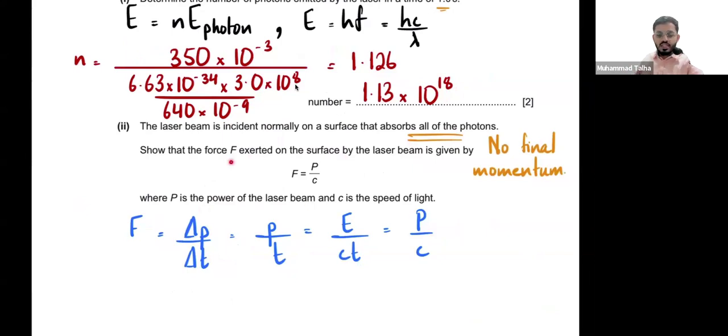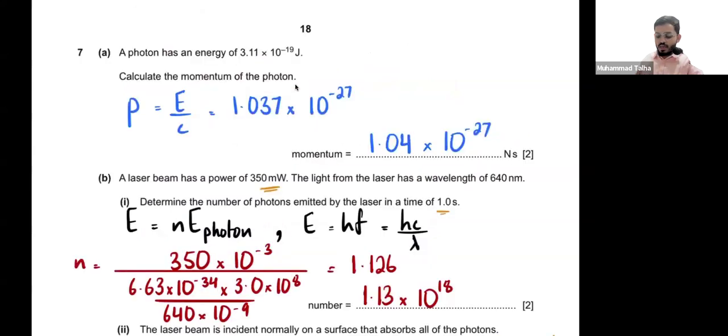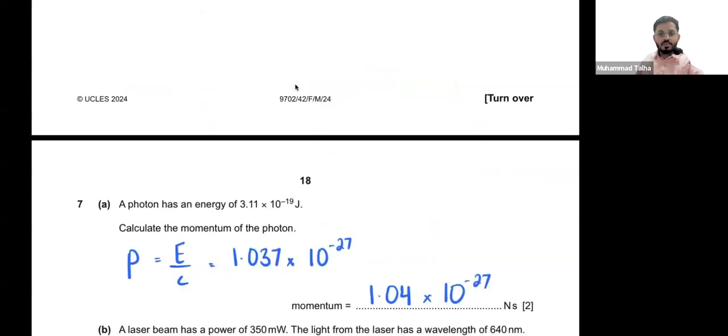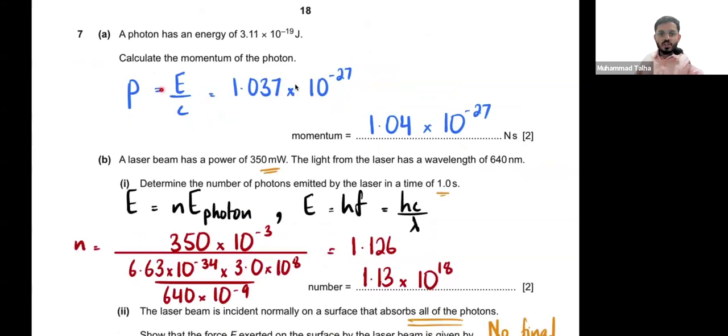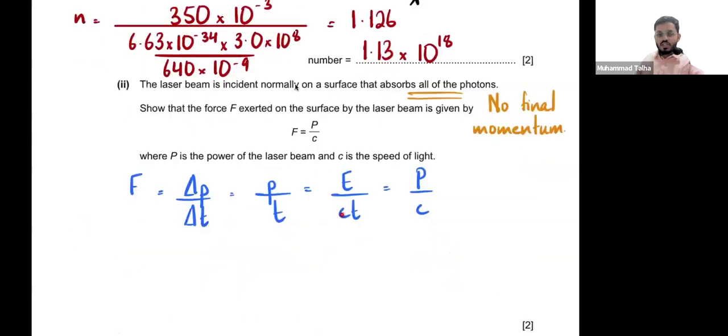So I see force, as should be the case, the first thing that comes to mind is force is the rate of change of momentum. Now, because there is no final momentum, because all of these are absorbed, the magnitude of the change in momentum is just the initial momentum. So I have the initial momentum divided by time. And what I just used above is that p can be written as E over c, right? So instead of p, I write E over c, and there's also a t. E over t becomes power over the speed of light.